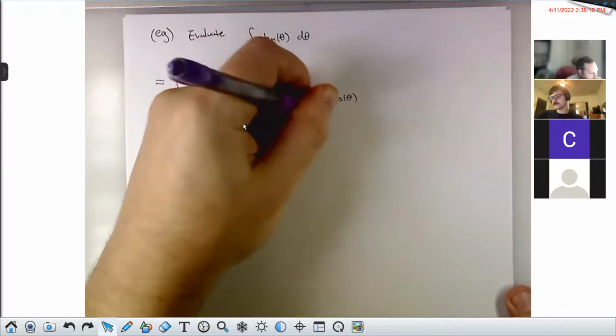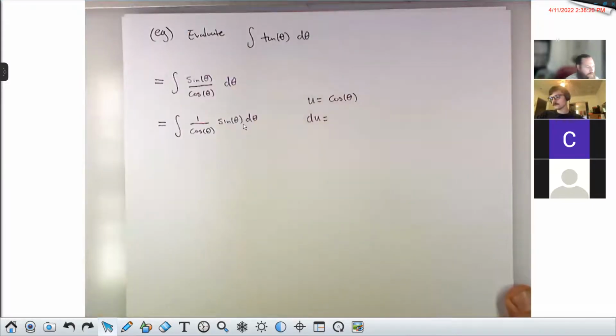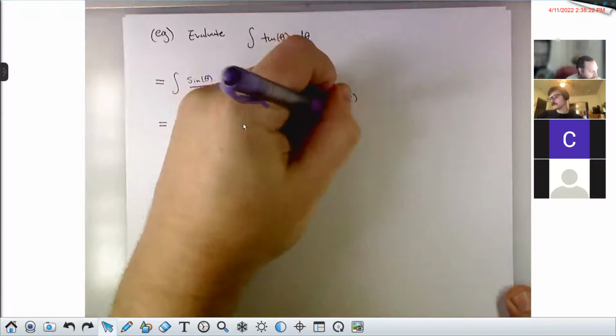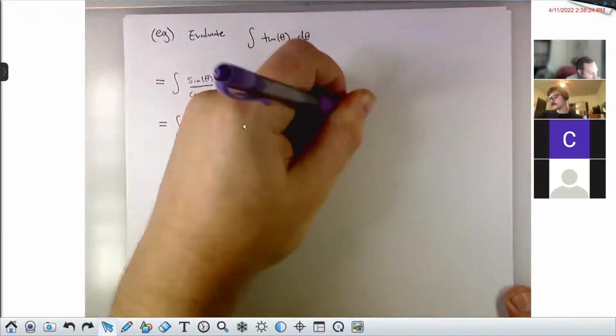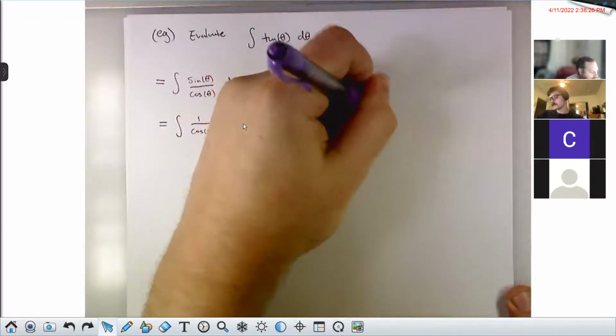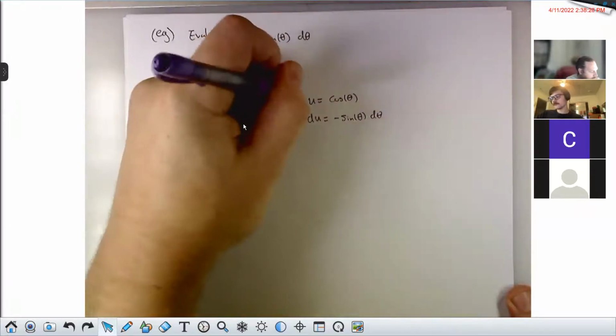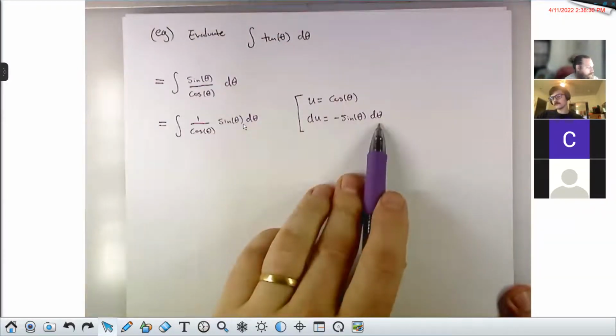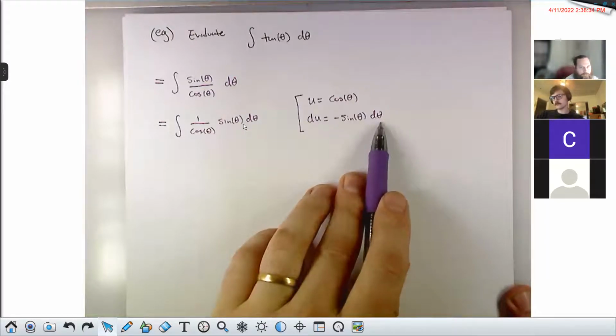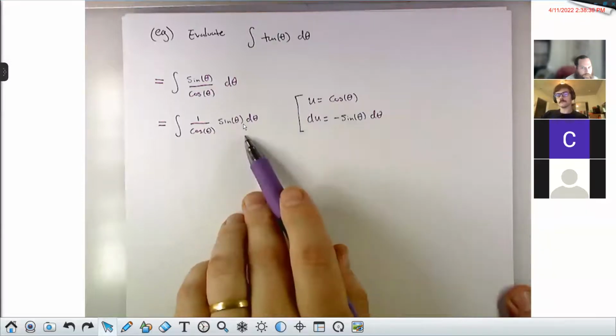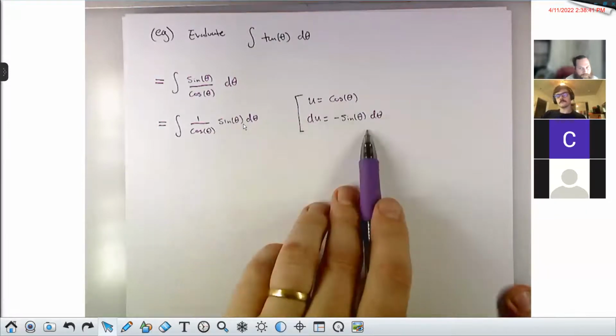Before we do anything else, we calculate du. The derivative of cos theta is negative sine theta. So du is negative sine theta d theta. Again, always write your differentials. Don't skip writing the d theta here. Now, sine theta d theta, negative sine theta d theta.